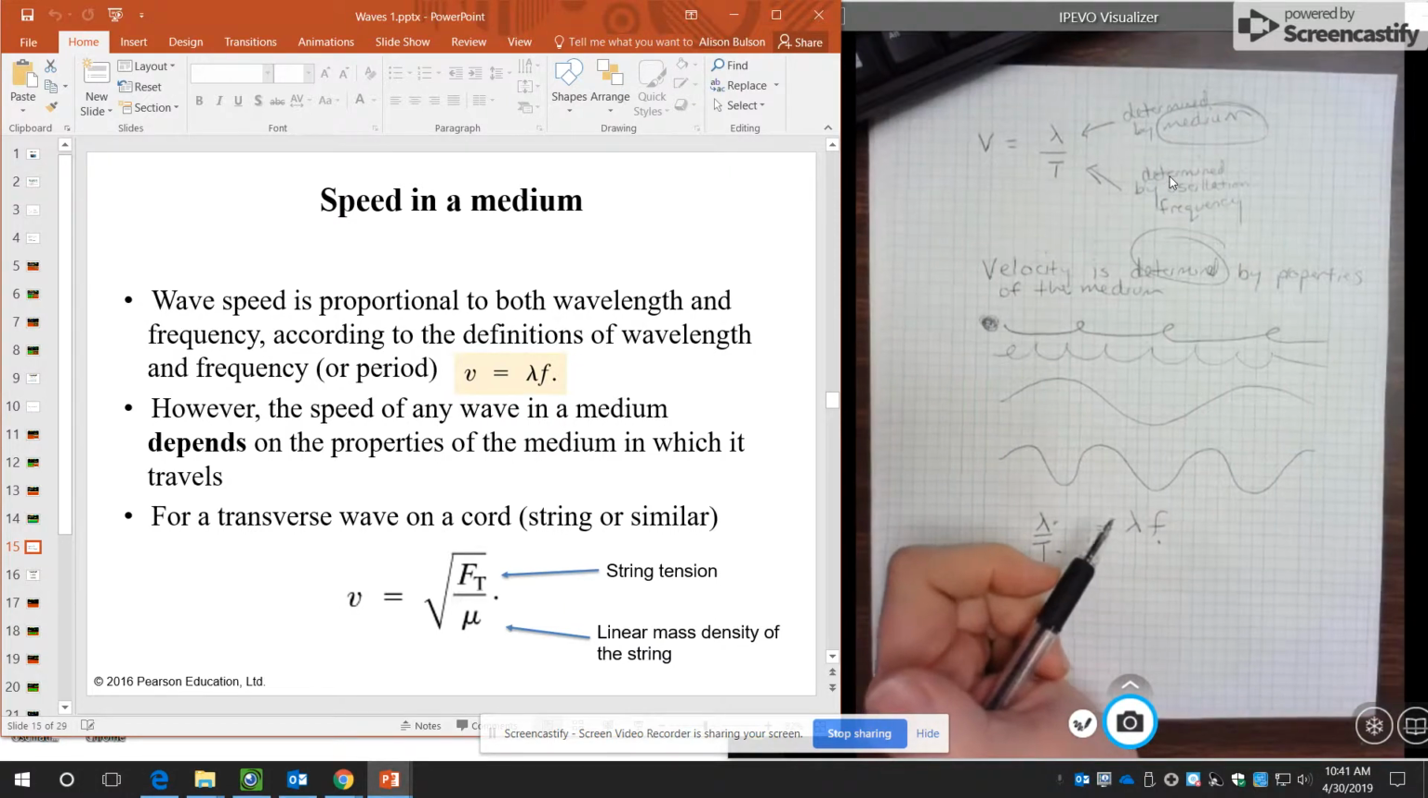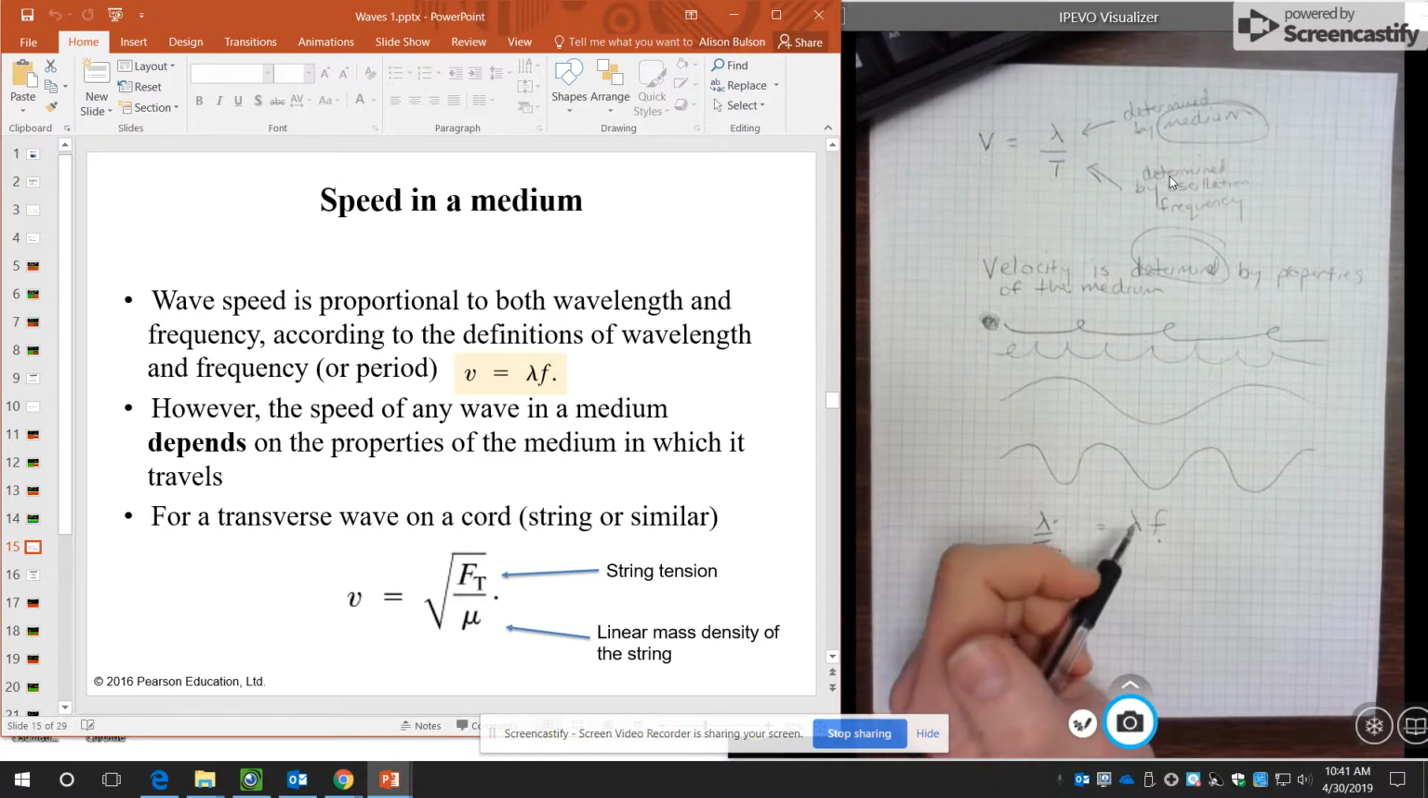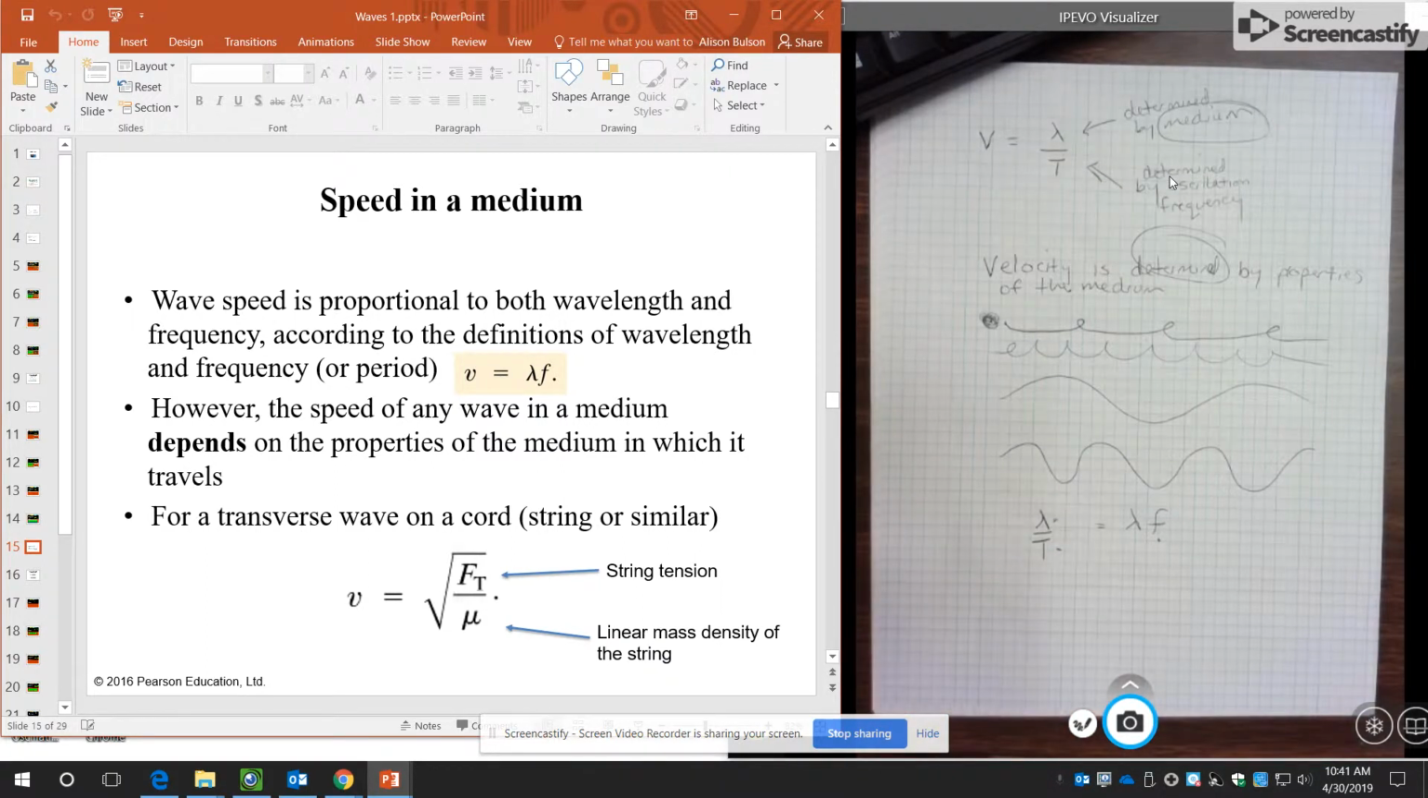That makes sense because with a higher tension, you have kind of a snappier response to your medium. And then a larger mass density gives you a slower wave speed, which also kind of makes sense. If I have more mass per length of my string, it's going to be more resistant. The string itself will be more resistant to changes in motion. It will have more inertia. So it'll be sluggish in response to the passing energy of the wave form.